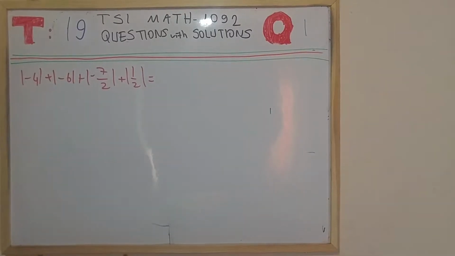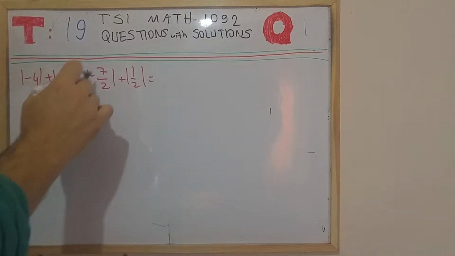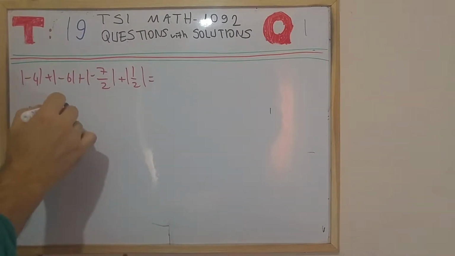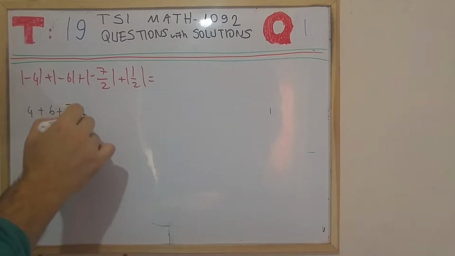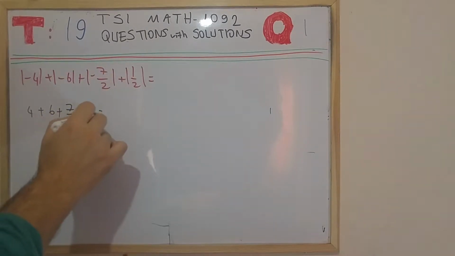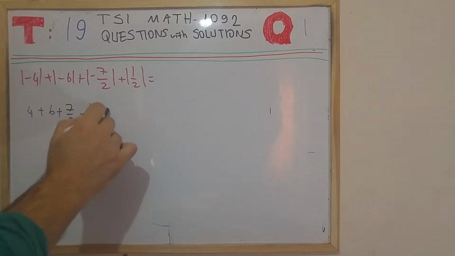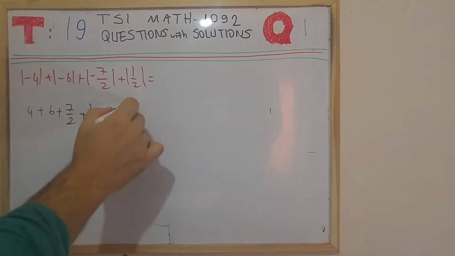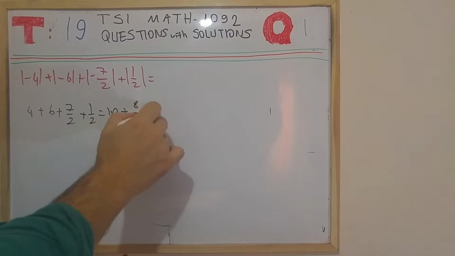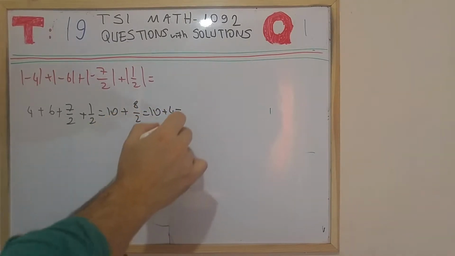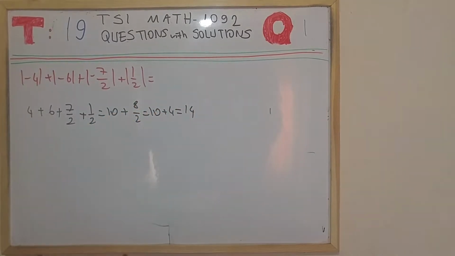Absolute value means the positive value of that number. So what we have here is minus 4 becomes plus 4, minus 6 becomes plus 6, minus 7 over 2 becomes plus 7 over 2, and 1 over 2 is already plus 1 over 2. And this makes 4, 6, that is equal to 10, plus 8 over 2, that is 4. So 4 plus 10 is equal to 14.